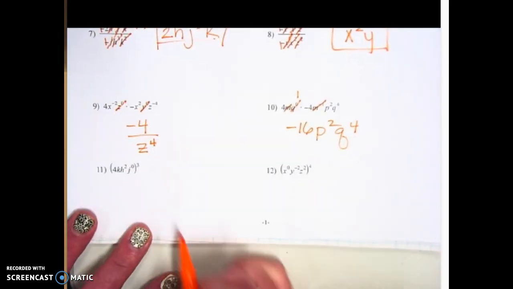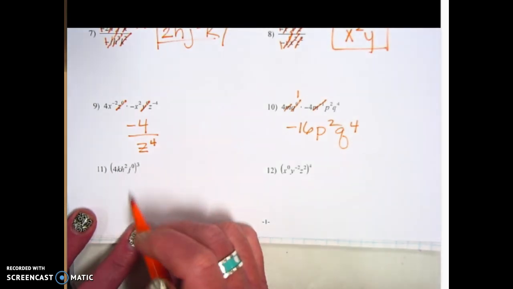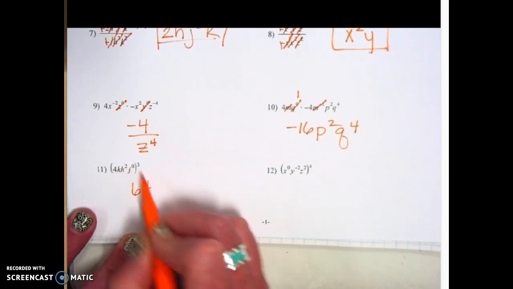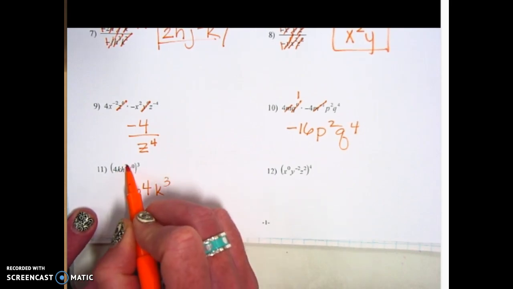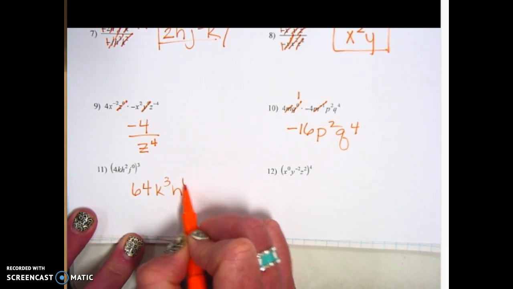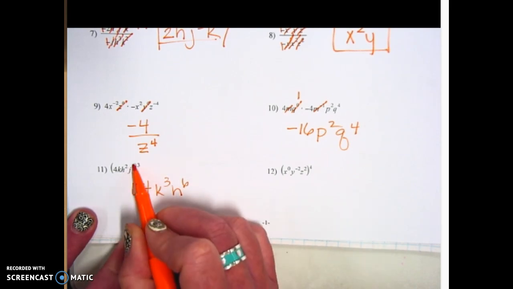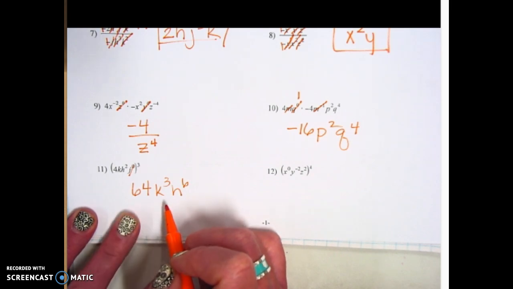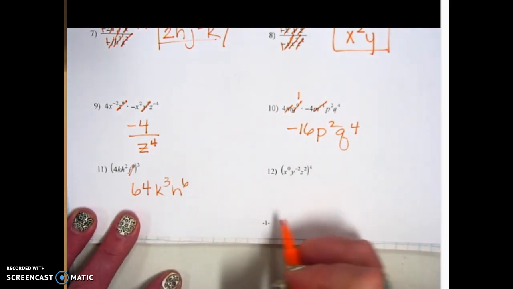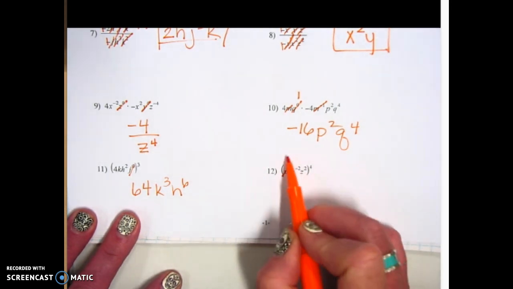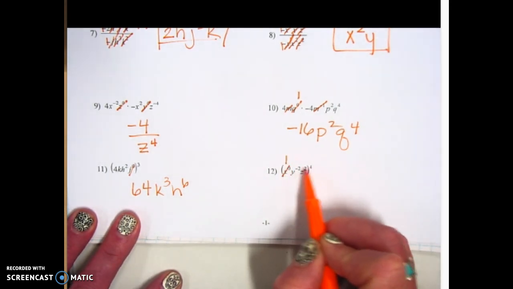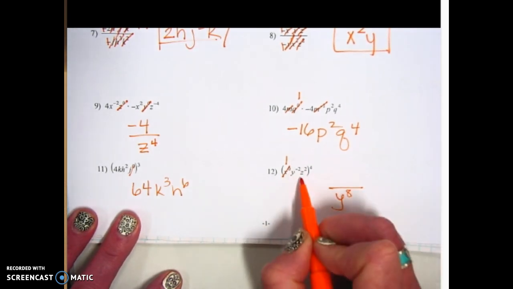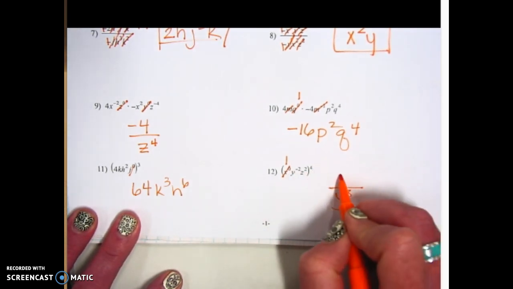All right. Number 11. 4 to the third power is what? 64. K to the third. H to the second to the third, so multiply them, that'd be h to the 6th. This is 1 to the third, so that just becomes 1. So it should be 64 k to the third, h to the 6th. Anything to the 0 power is 1. y to the negative second to the fourth is y to the negative eighth, so move it to the denominator and make it positive 8. And then z to the second to the fourth is z to the eighth.